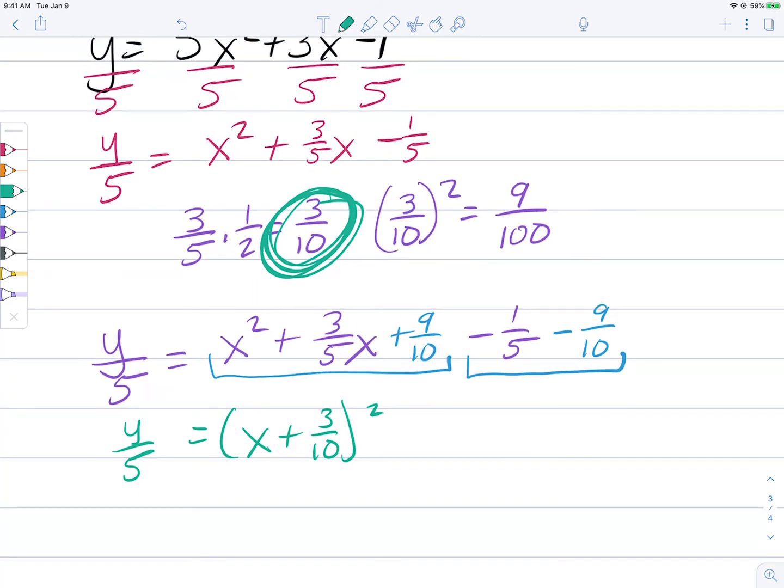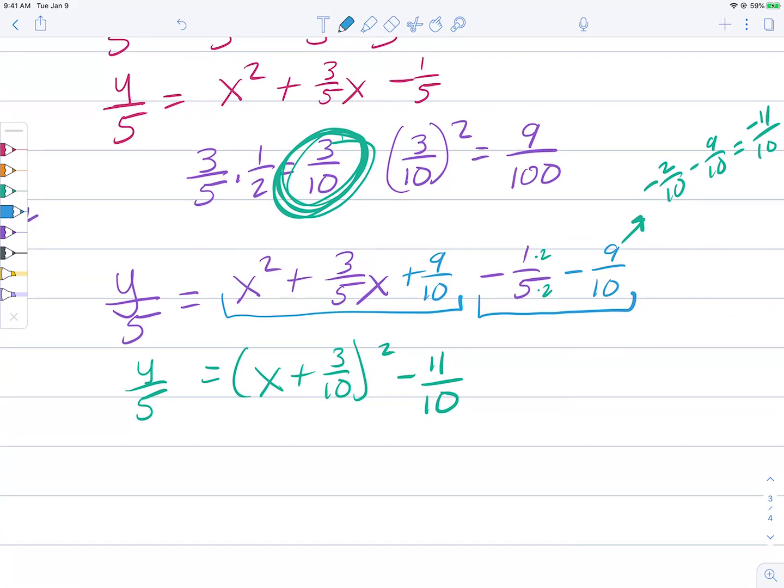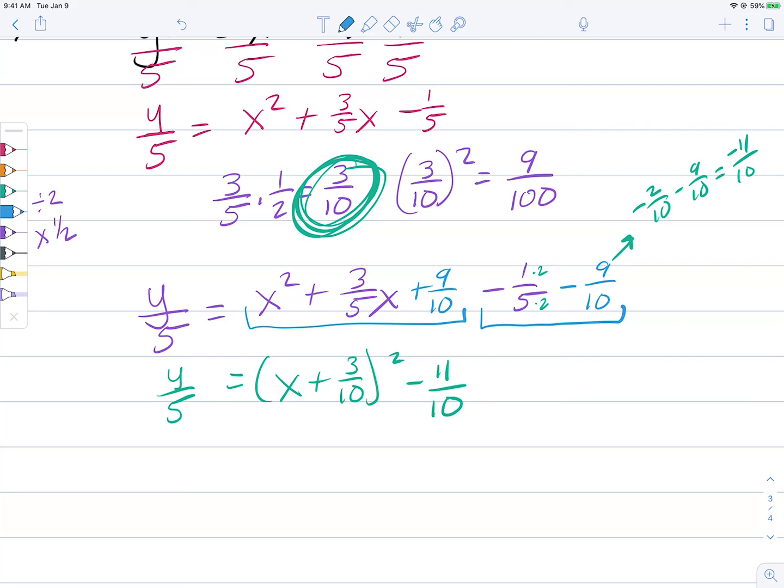Now, -1/5 minus 9/100. If we're going to subtract fractions, and they're both fractions, we need a common denominator. I can multiply 5 by 20 to make it a 100, so I'm going to. That makes it -20/100 minus 9/100, which is common denominator 100, -20 minus 9 is -29. And my last step, my y needs to be by itself. I'm going to multiply every single thing by 5, the y by 5, the parentheses by 5, and my constant by 5, or 5 over 1.